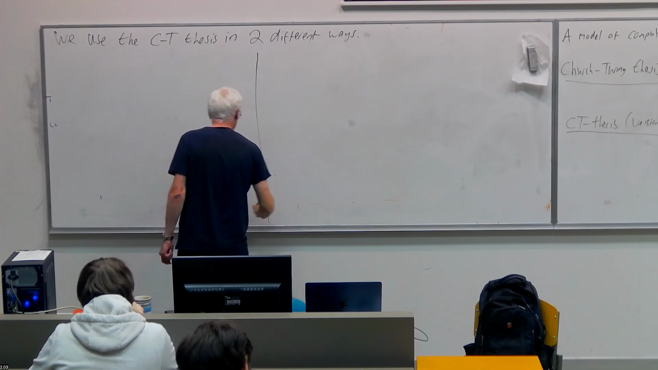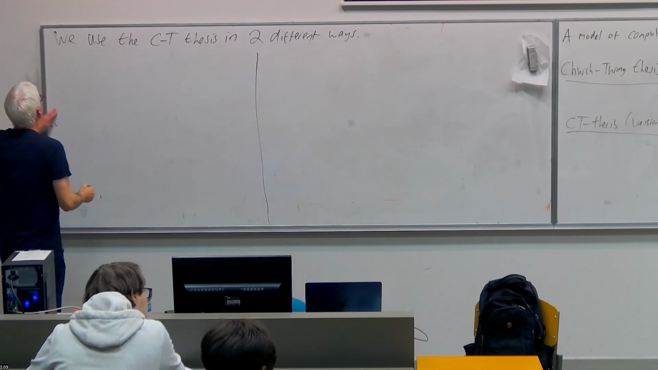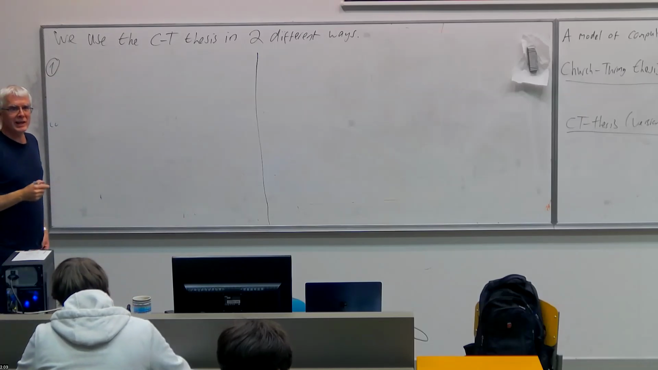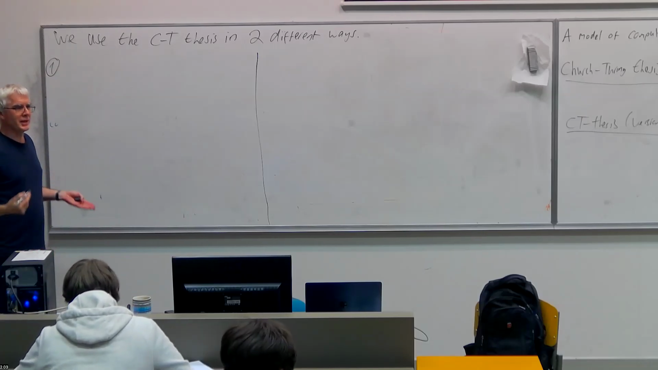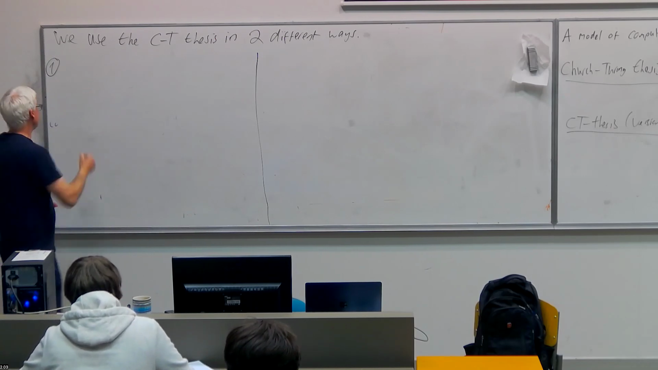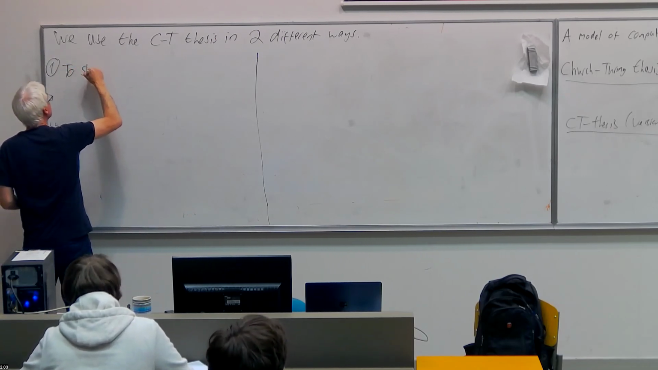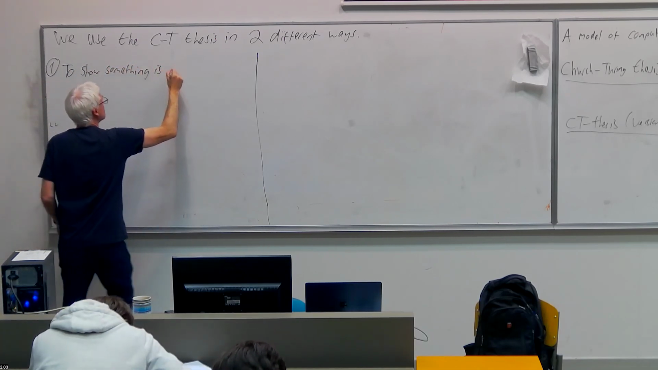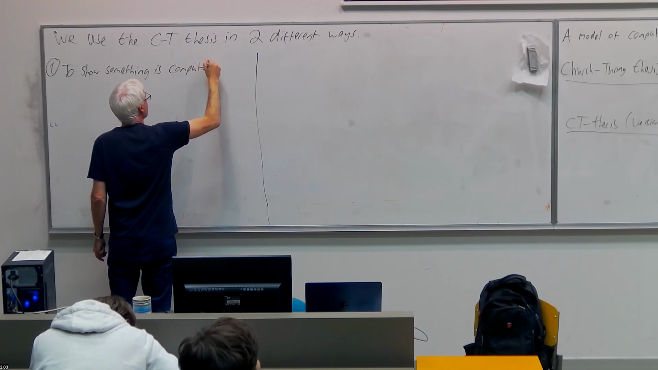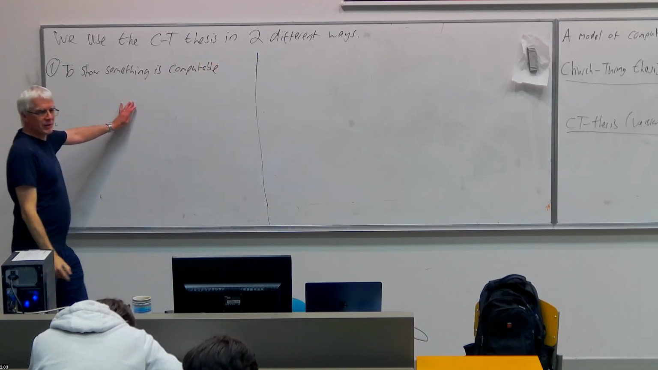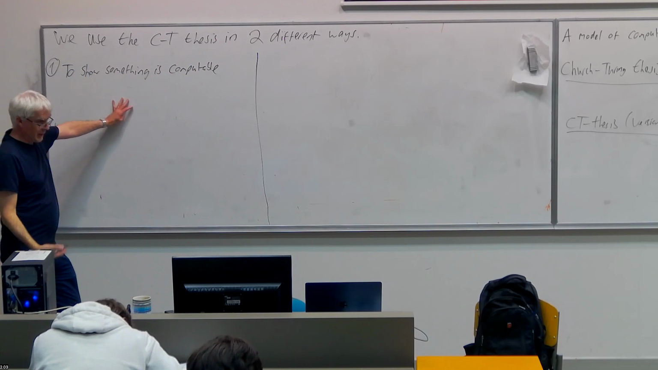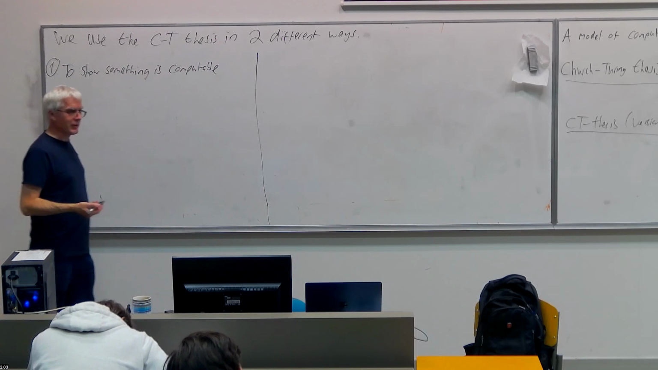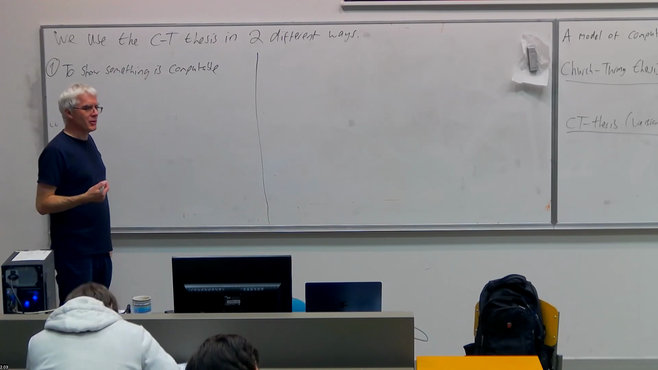Let's divide the board. So one is sort of positive way, and that's when we want to show something's computable. And we have a definition of computable, so computable by a Turing machine, or take any of the equivalent definitions. We have a whole lot of equivalent definitions. We want to show something is computable.